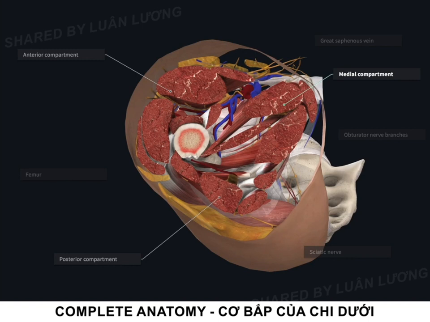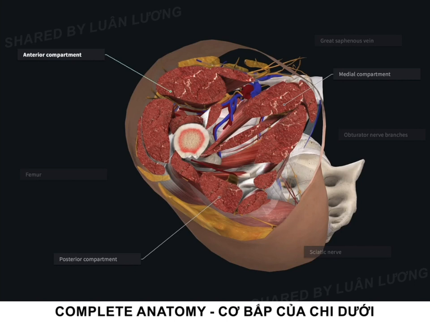Second, you can see the anterior compartment here, sometimes called the extensor compartment because the actions of the muscles here produce extension of the knee. And finally, you can also see the posterior compartment here, sometimes called the flexor compartment because the actions of the muscles here produce flexion of the knee.